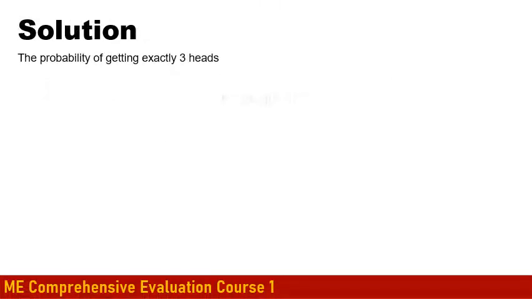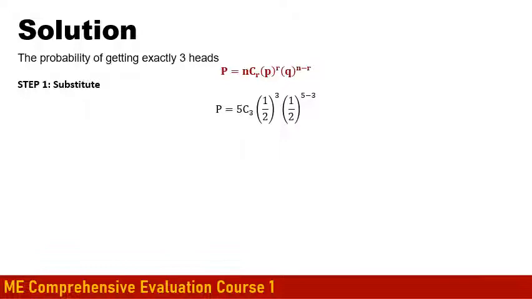So the probability of getting exactly 3 heads can be obtained by using the repeated trial probability formula, which is n combination r times p to the power of r times q to the power of n minus r. So we substitute from our problem. The number of trials is 5, so n is equal to 5. r is the number of successes, getting exactly 3 heads out of the 5 trials. That's why we have r is equal to 3.